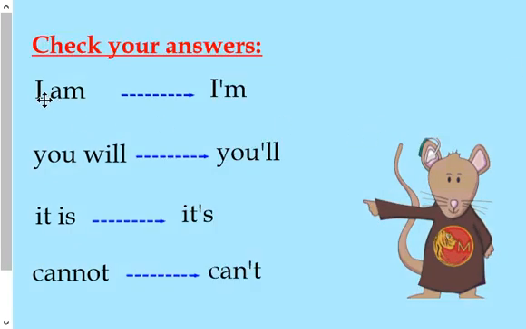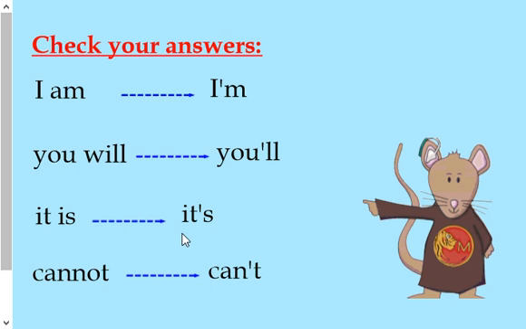Okay, here we go. So I am becomes I'm. Again, if you look, we've joined the two words together, but we've removed the A there. So the two words are contracted. You will become you'll. Now this is a bit different this time. Instead of removing one letter, we've actually taken two letters out, the W and the I, to make it you'll. Okay, you'll have to do your homework.